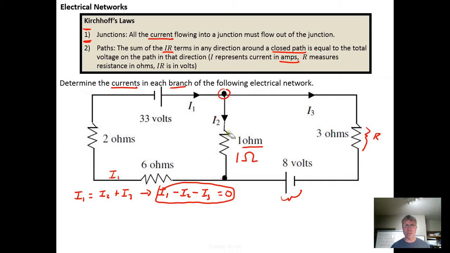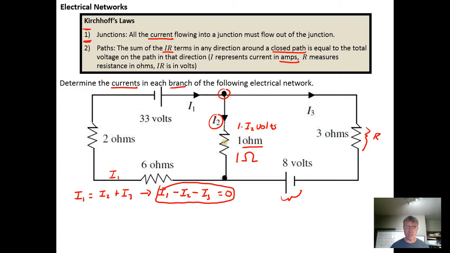So here's how this works. Let's use this closed circuit right here. As you move along that closed circuit, this flow hits this 1 ohm resistance. So you get 1 times I sub 2, the product of current times resistance, which is volts. So if you do 1 ohm times I sub 2 amps, you get an output that's in volts.